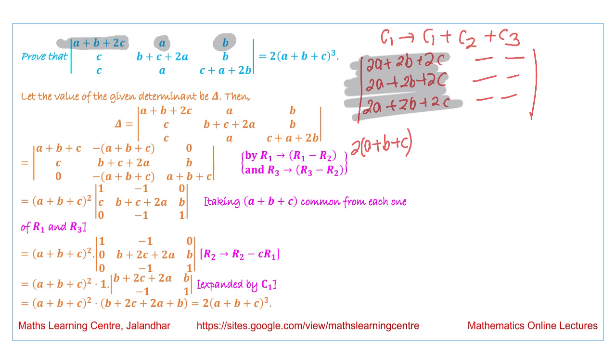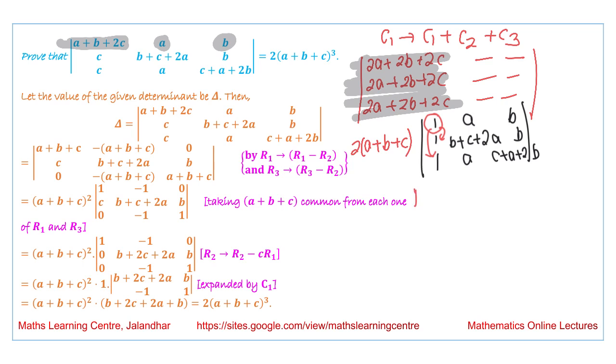So we are left with the determinant: 1, 1, 1, and the terms we have over here are a, b, b plus c plus 2a, and a, c plus a plus 2b. Now the next step we have to do is, with the help of this one, we have to make both these terms 0.